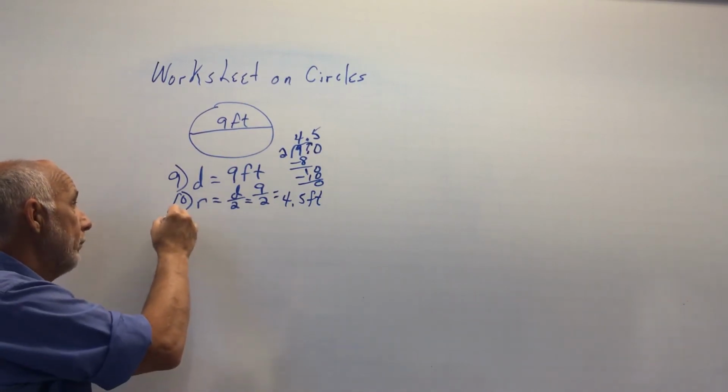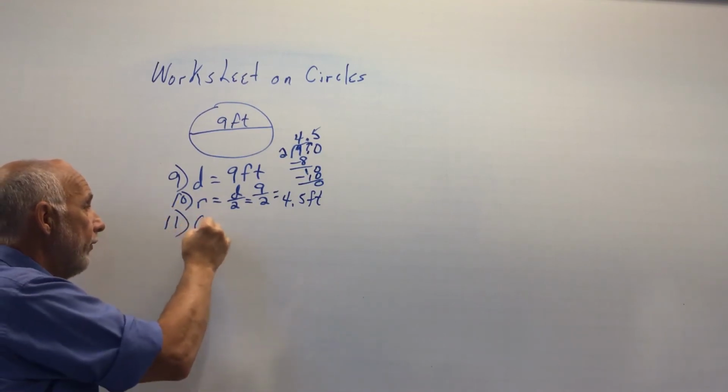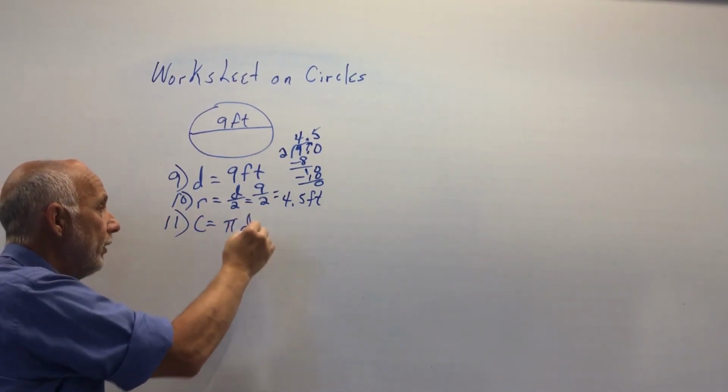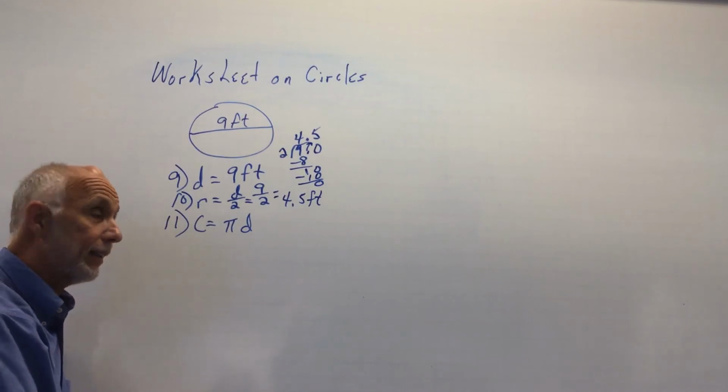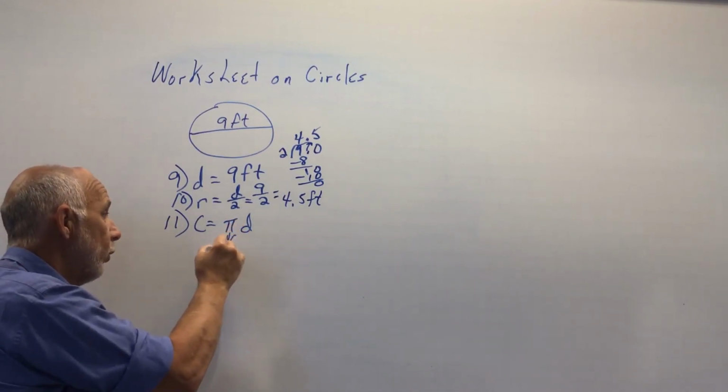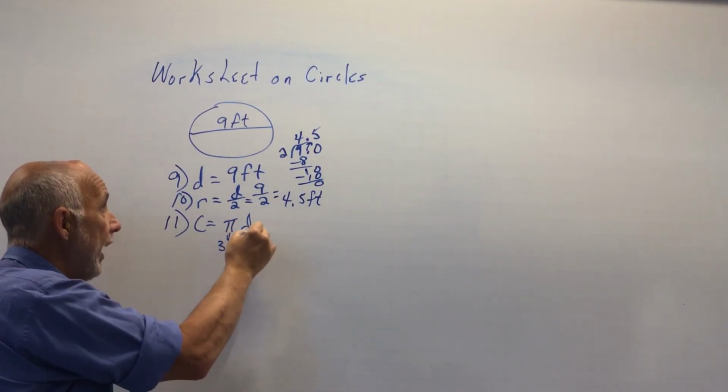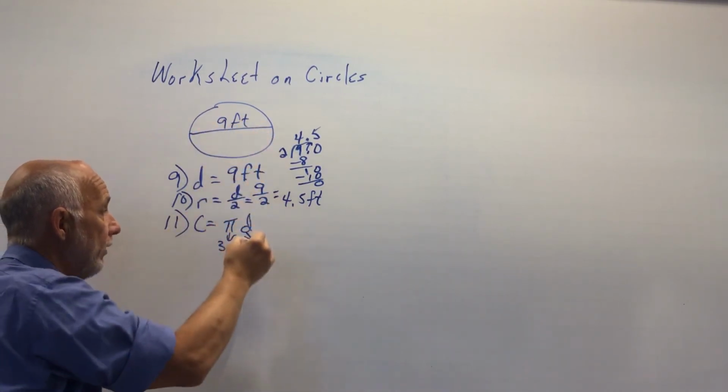No naked numbers. The circumference is equal to pi times diameter. Let's make sure I don't make a mistake this time. Pi is 3.14. The diameter is all the way across, 9 feet.